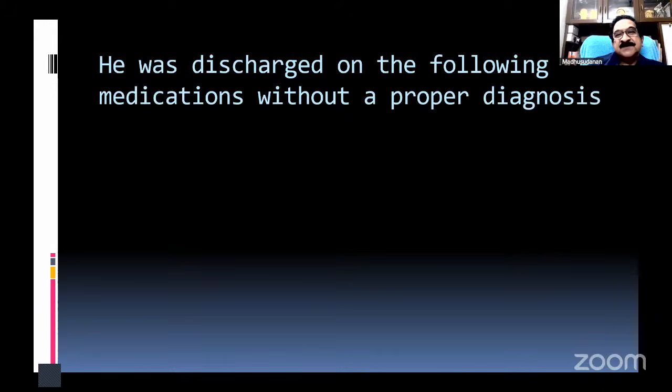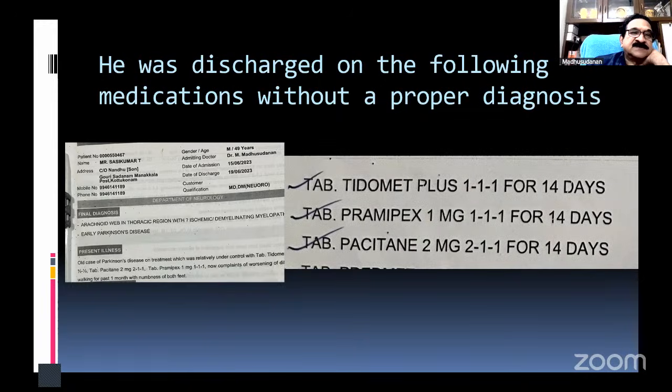So he was discharged on the following medication without a proper diagnosis. I didn't know the diagnosis. So this is the discharge diagnosis. It's an arachnoid web in the thoracic region with ischemic myelopathy, early Parkinson disease. This was the medication sent at the time of discharge: levodopa 125 three times daily, Pramipexole 1 milligram, and Pacitane 2.